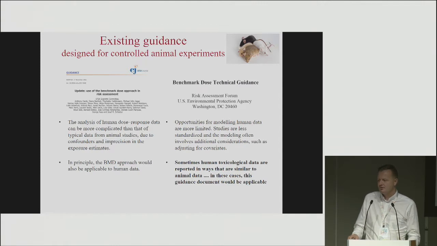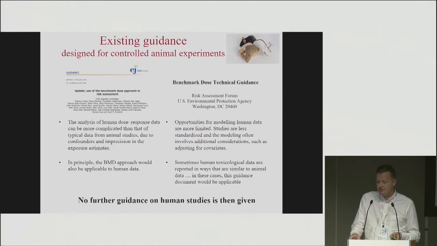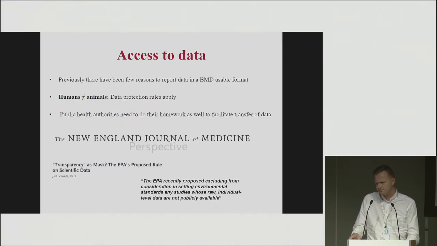Then you read the benchmark dose technical guidance from the US EPA, and there is a slightly different view. They say opportunities for modeling human data are more limited, and I will get back to that in the next slides. They say studies are less standardized. That's absolutely true. And the modeling often involves additional considerations, such as adjusting for covariates. So that is not problematic. And then they say sometimes human toxicological data are reported in ways that are similar to animal data, and not just conducted but reported. In these cases, the guidance document would be applicable. But let's stop around this opportunities for modeling human data, because that was touched upon, but no further guidance is then given in these documents.